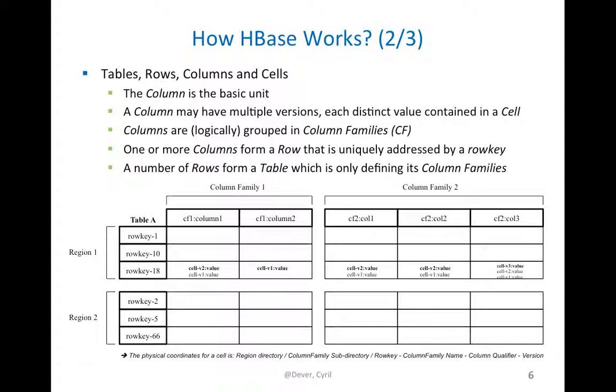Columns are grouped in column families. One or more columns form a row that is uniquely addressed by a row key. Finally, all these rows form the table. You can see on the graph how it would look. When scanning this table A, for instance, if you don't specify the number of versions you wish, you would get the latest versions of cells, the ones in bold. But it's up to you to specify what you need.